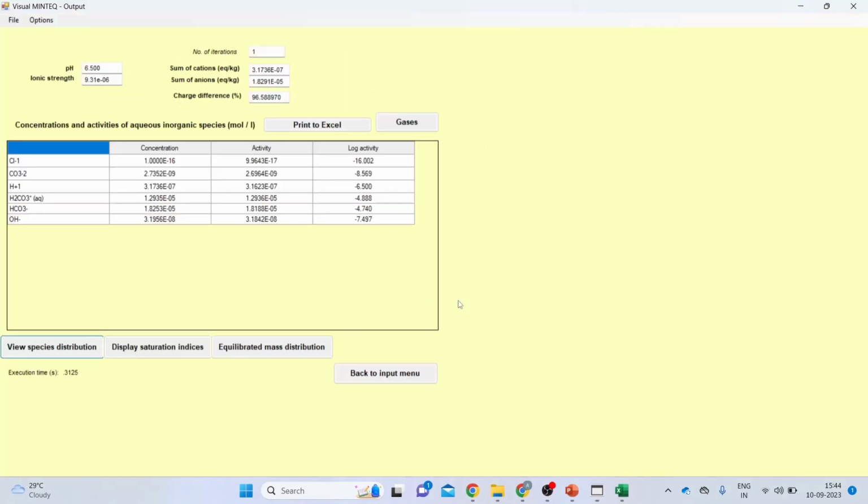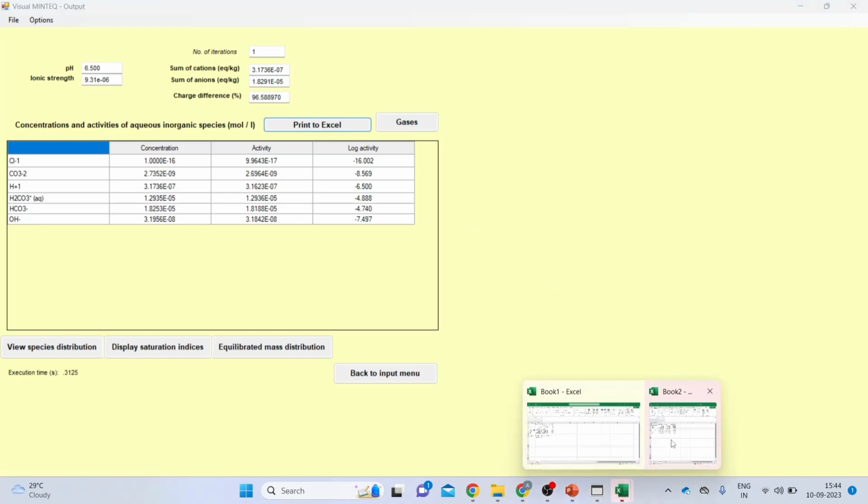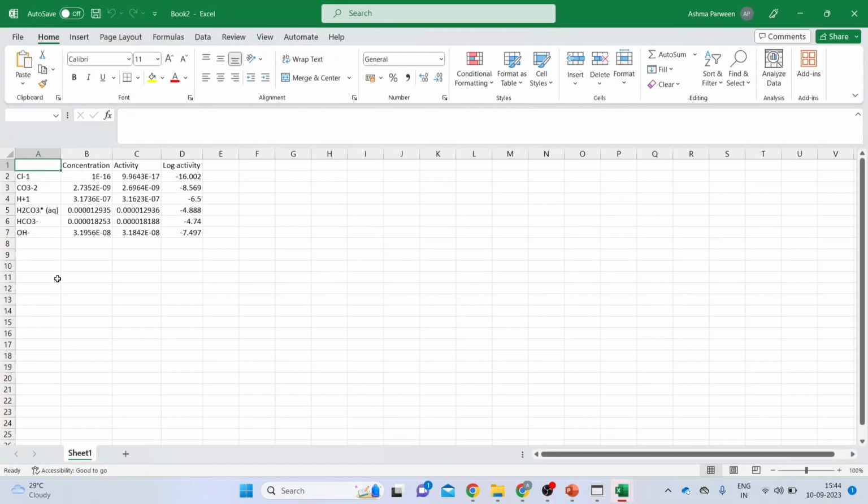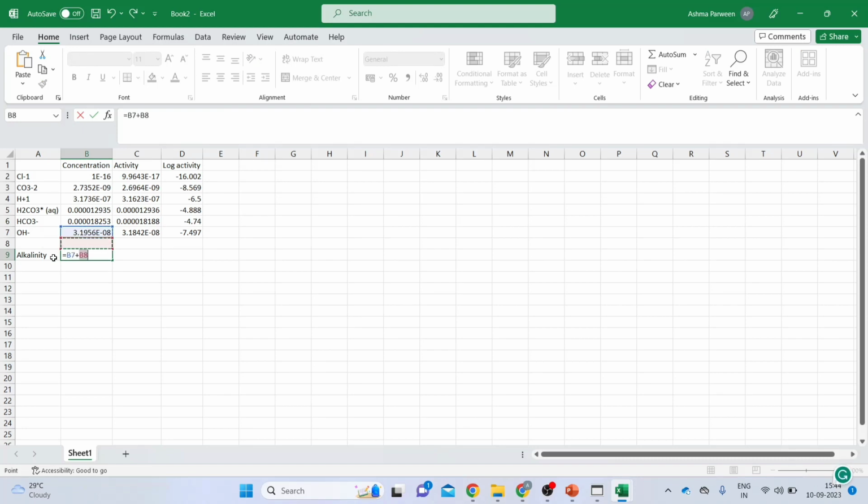So for pH 6.5, this is the overall distribution of the species with the concentration. We can also print it to Excel. Let's print it to Excel. So this is Book 2. Let's find out the alkalinity. It will be equal to [OH-] plus [HCO3-] plus 2 times [CO3 2-] minus [H+] concentration. So this is our alkalinity.